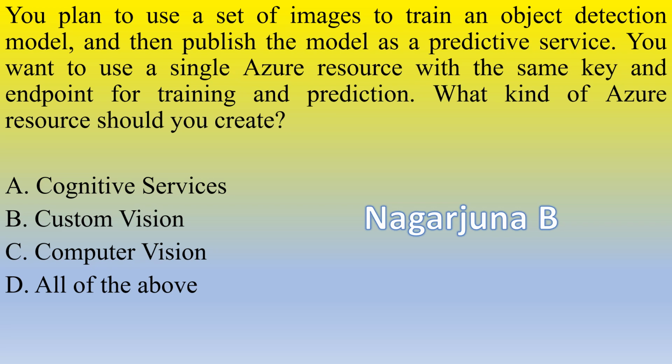You plan to use a set of images to train an object detection model and then publish the model as a predictive service. You want to use a single Azure resource with the same key and endpoint for training and prediction. Which kind of Azure resources should you create? Cognitive services, custom vision, computer vision, all of the above. The right answer is cognitive services.